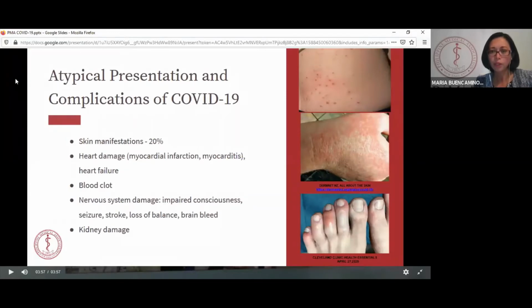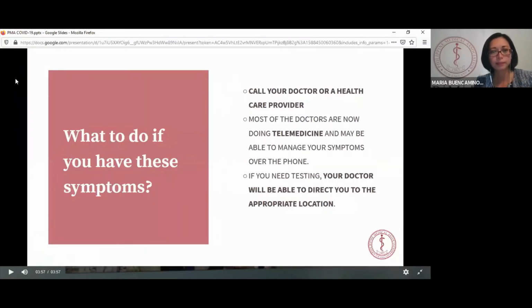Complications of COVID-19 can include heart damage. So you can present with myocardial infarction, heart attack, inflammation of the heart, or heart failure. Blood clots, damage to the nervous system, which includes seizures, stroke, loss of balance, and brain bleed, as well as kidney damage. Next slide, please.